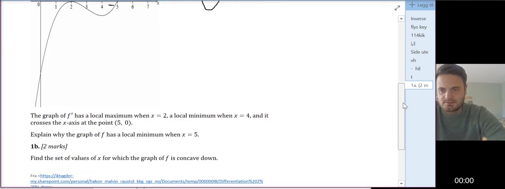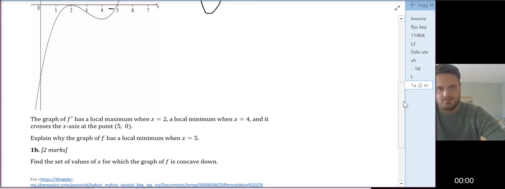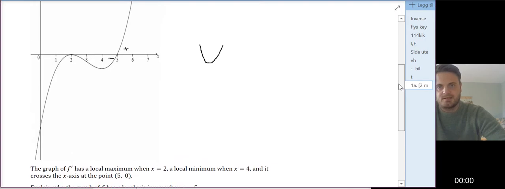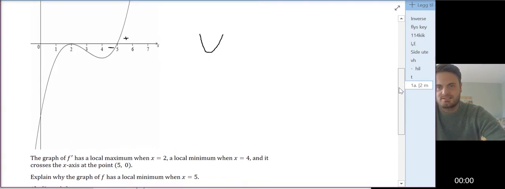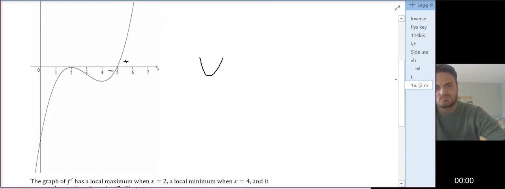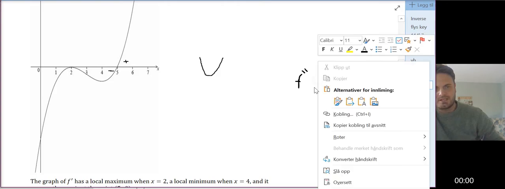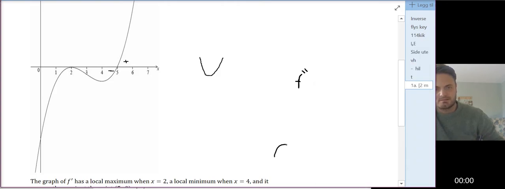Exercise B is more difficult. Find a set of values of x for which the graph is concave down. Okay, and how can we see that? By looking at the graph of the derivative. Remember that concave down means that the graph looks like this. The graph of f should look like this. And then we know that the second derivative has to be negative. If the second derivative is negative, then the graph is concave down like this.